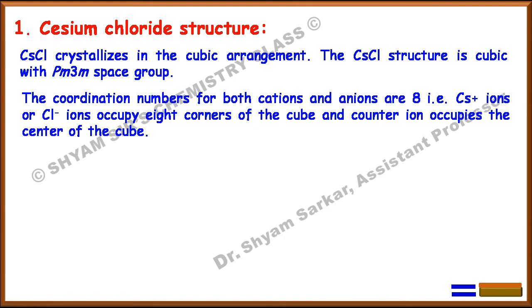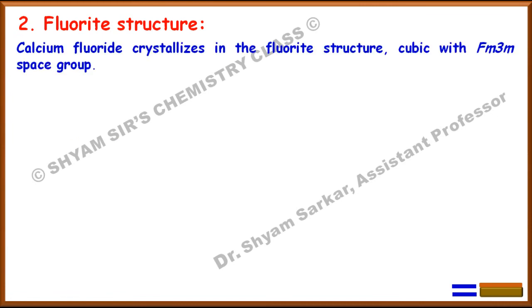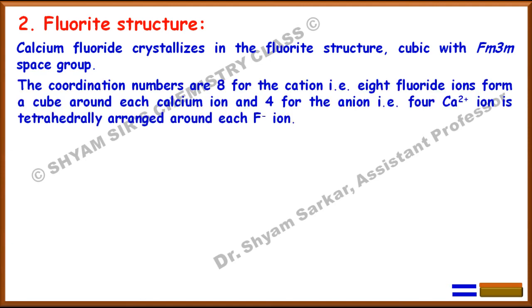Next structure is fluorite structure. Fluorite structure means calcium fluoride is the representative compound here. Calcium fluoride crystallizes in the fluorite structure with cubic Fm3m space group. Now the coordination numbers are 8 for the cation. That means 8 fluoride ions form a cube around each calcium ion, and 4 for the anion. So here the coordination numbers of cation and anion are different. In case of cesium chloride it was 8:8, but here it is 8:4. That means cation to anion is 8:4.